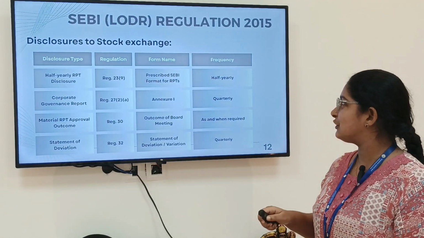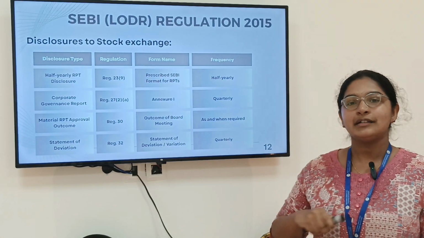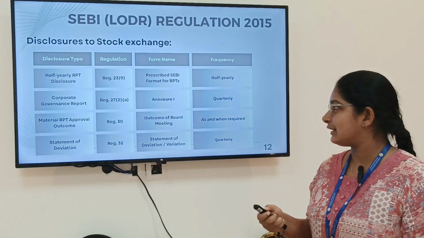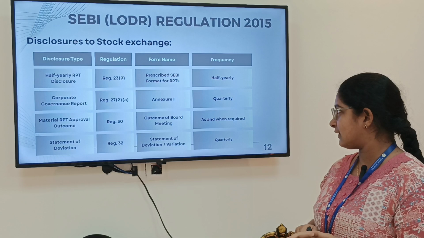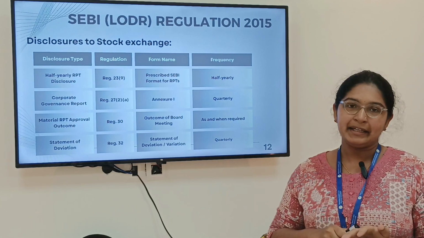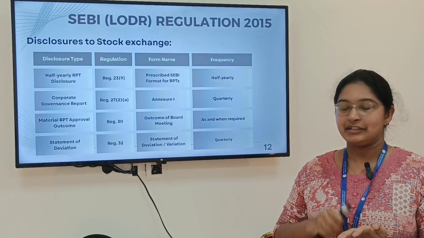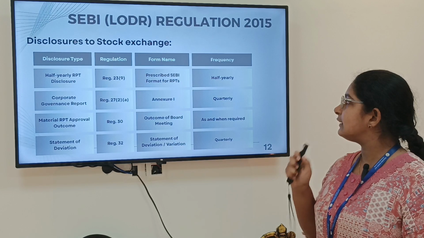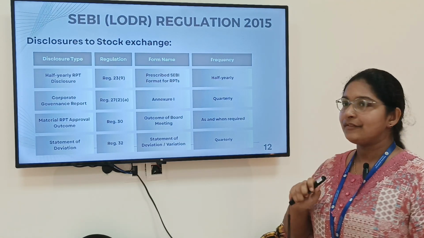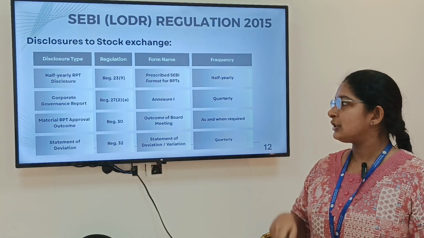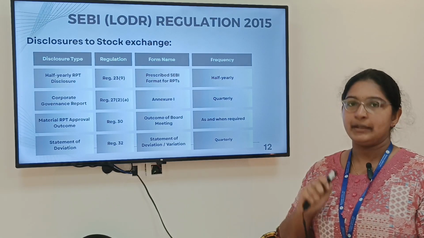Let's see the disclosures to the stock exchange. What the company needs to disclose to the stock exchange. The first one is half-yearly RPT disclosures. This is mandatory for listed companies. They have to provide related party transactions in this report. It is on a half-yearly basis. The next one is the corporate governance report.